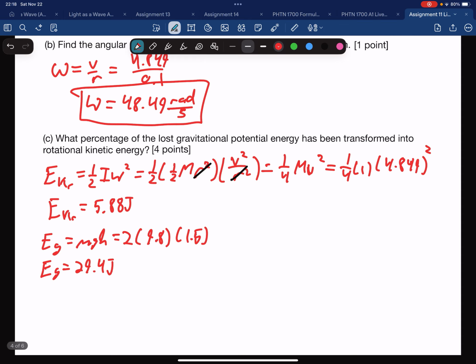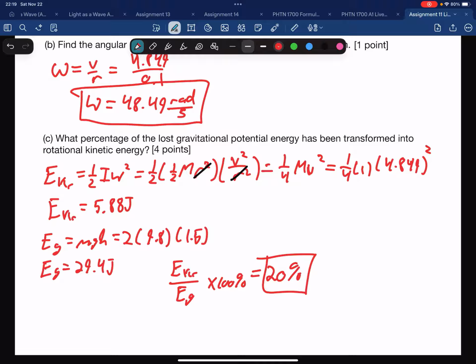So our percentage here is EKR over unity times 100%, which equals 20%. So 20% of the gravitational potential energy has been transformed into rotational kinetic energy.